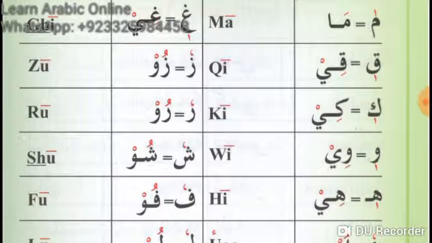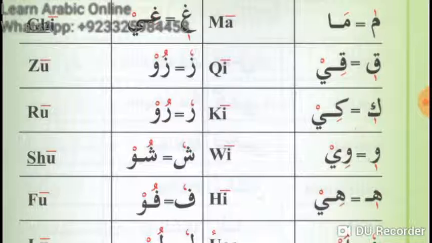Ra erect kasra. I'm so sorry. Ra erect kasra equals ra, kasra, ya, sukun, ri. Zay inverted dhamma equals zay, dhamma, waw, sukun, zu. Ra inverted dhamma equals ra, dhamma, waw, sukun, ru.